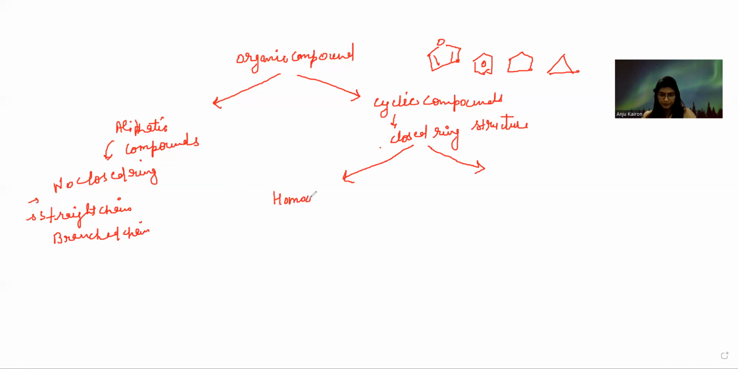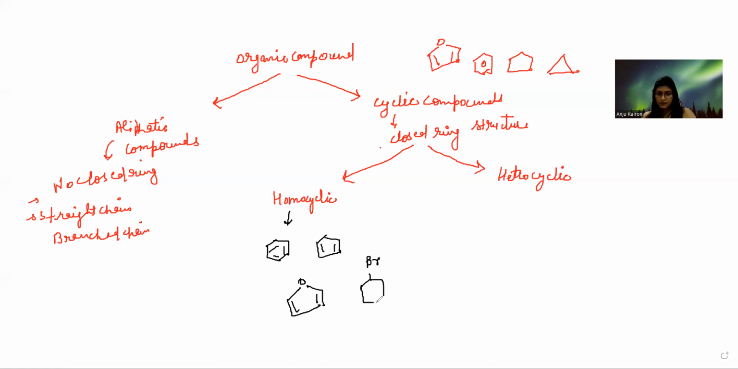Homocyclic and heterocyclic. In homocyclic, there is only carbon and hydrogen. Only hydrogen and carbon is present in the ring. Most important thing is in the ring, right? Let's suppose we have this structure, right? And one is like this. Yes, these are homocyclic. This is also homocyclic because that element is not present in the ring. But this is not homocyclic because the oxygen is present in the ring, right? This is not homocyclic. I hope you get the point.